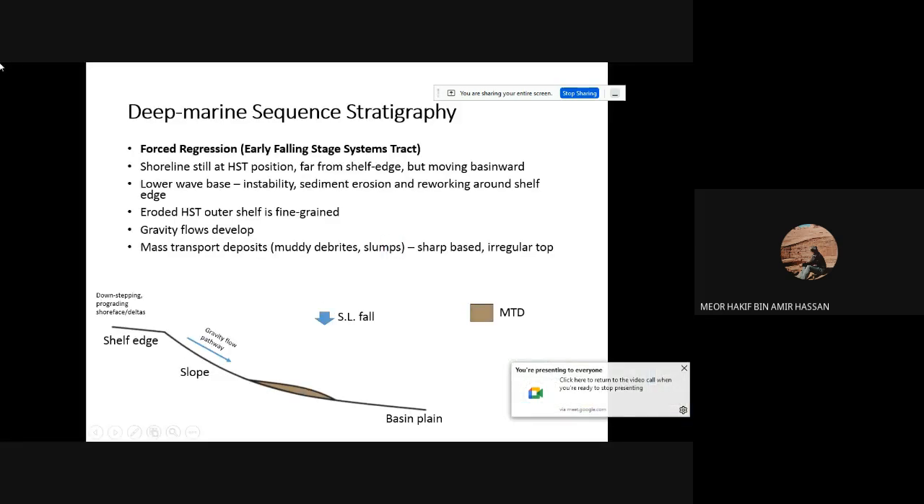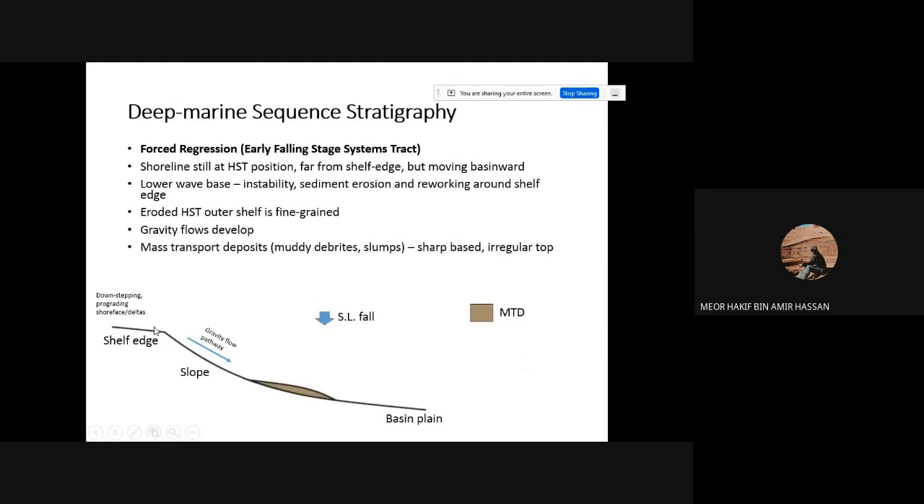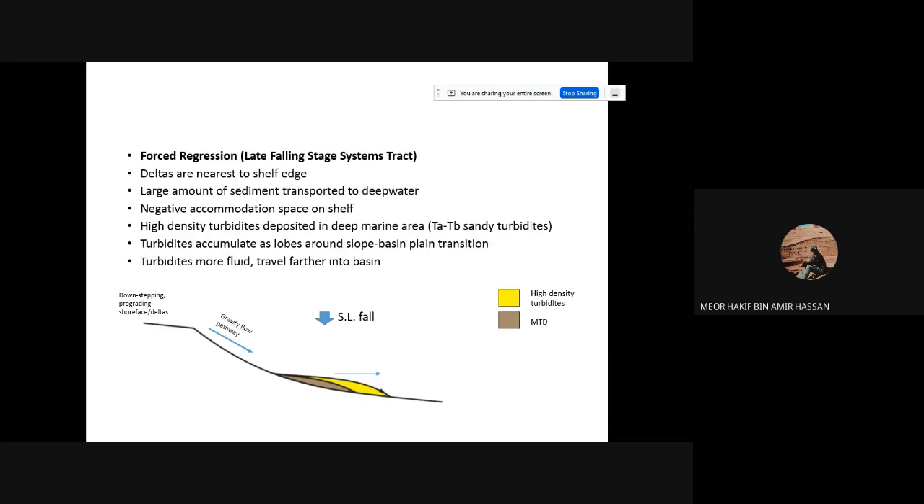Okay, so forced regression, sea level is going down, shoreline is moving further and further seaward, but it is still quite far away from the basin center here. It's very muddy here, so more and more sediment accumulates along the shelf edge, and it goes down the slope as a gravity flow, mainly in the form of debrites. All right. Okay, so that is the early phase of the falling stage systems tract.